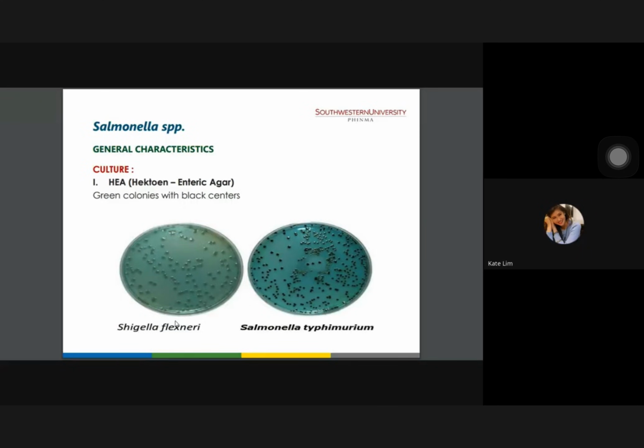So this is what I have been talking about. We have your Hektoen enteric agar here. You can see the difference between your Shigella and Salmonella. For your Shigella flexneri on the left portion, you can see colorless colonies but without the black center. Again, your Shigella is a non-hydrogen sulfide producer, so it cannot produce hydrogen sulfide. Unlike your Salmonella on the right portion, which can produce hydrogen sulfide, so you can see colonies with black centers. So your clue for Salmonella: black centers. If there are black centers, think of Salmonella.